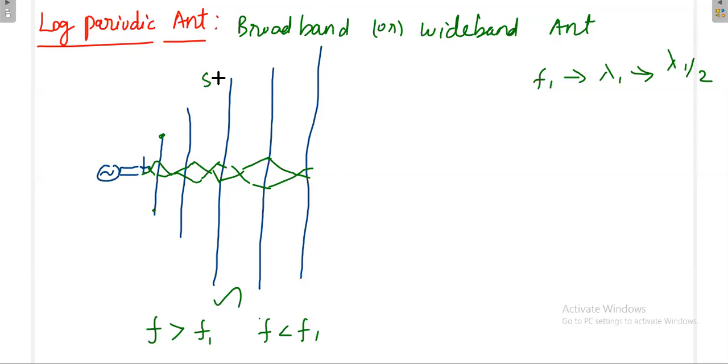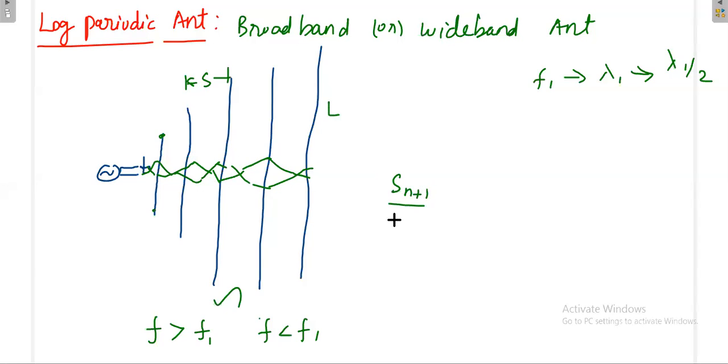S is called the spacing between the antennas. L means the length of the antenna, and R means the range of the antenna, that is, how far the antenna is from the beginning. So you always have to follow this procedure.